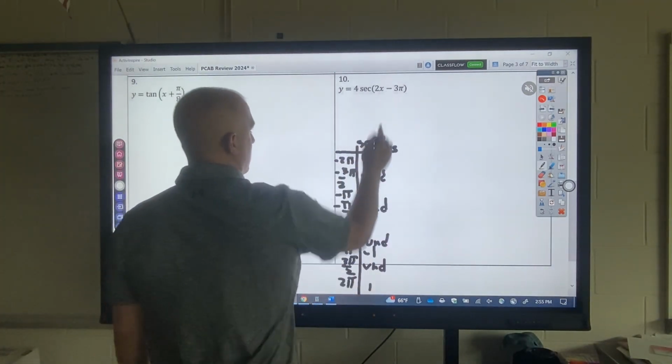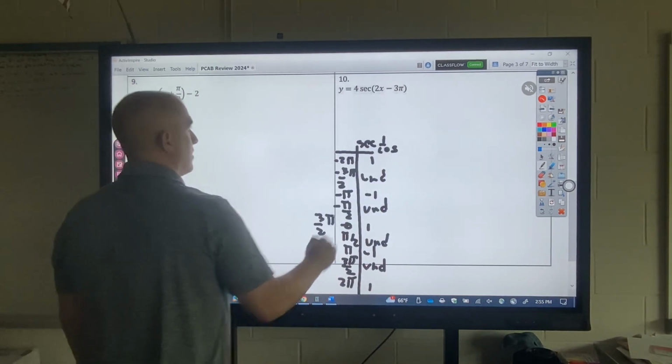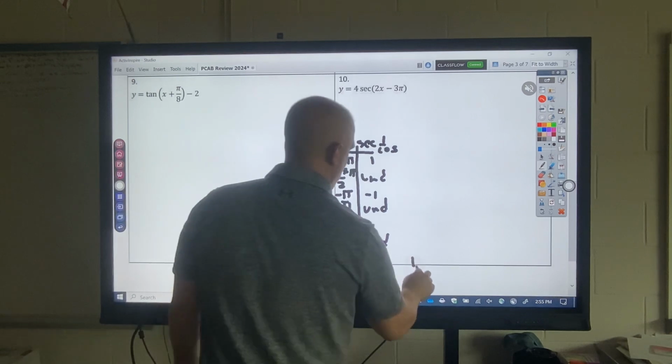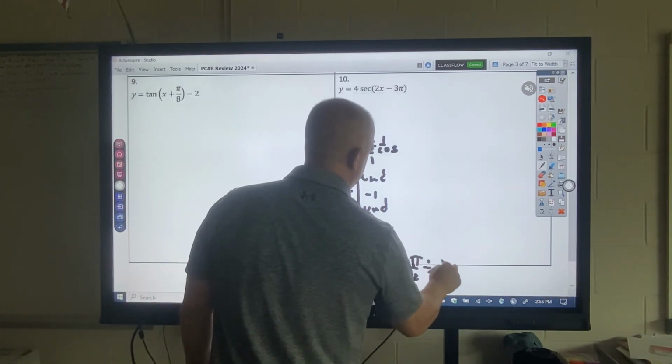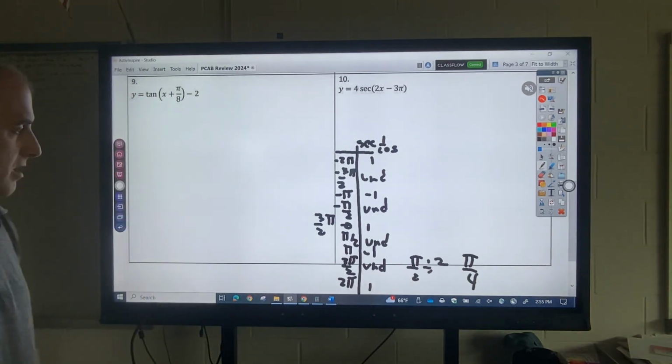So what I'm going to do is solve the inside. If I solve that inside, it'll be 3/2. My interval is 1/2 divided by the number in front of x, which is 2. It's going to be pi/4. Okay, all right.